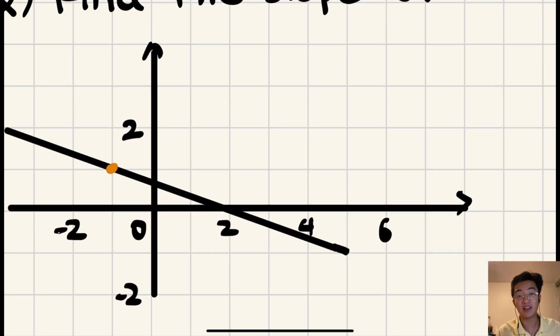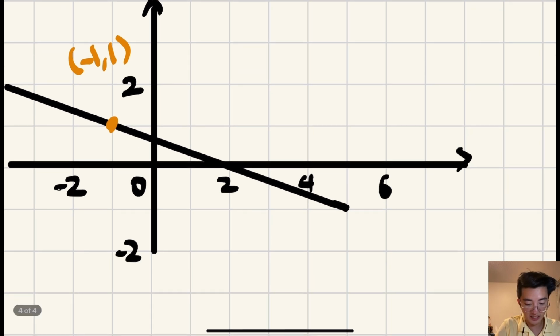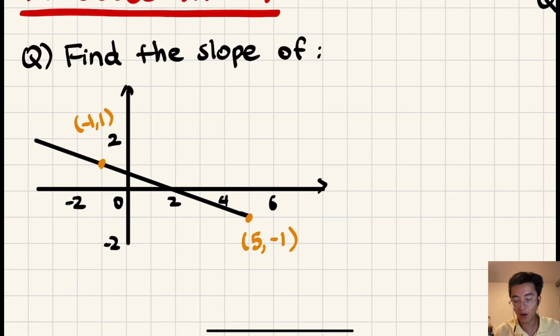We'll find 2 points that are easy to work with. So I can see this point right here. Nice whole numbers with -1 and +1, right? X is -1, Y is +1. And this point right here, we get X will be 5, and then the Y will be -1.